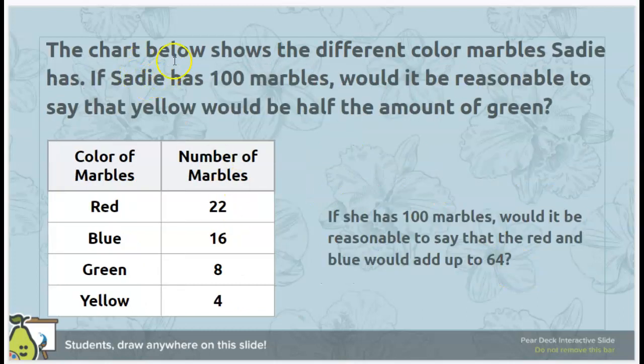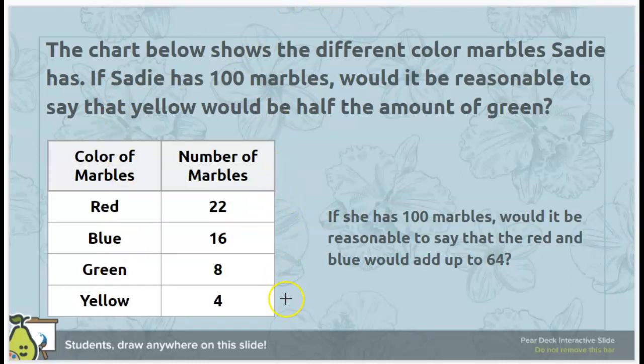So it says the chart below shows the different color marbles Sadie has. If Sadie has 100 marbles, would it be reasonable to say that yellow would be half the amount of green? So when this happens here, what I would do, let's do this. I'm going to make another little mark.